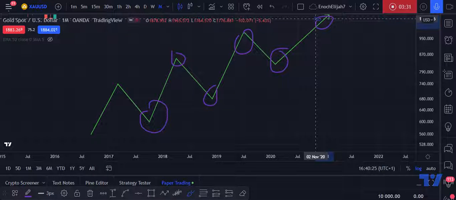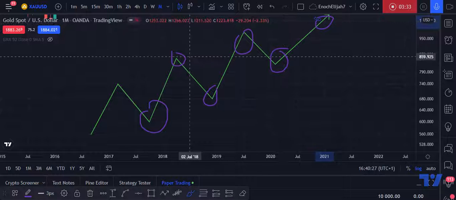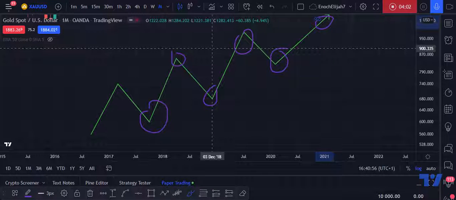Now, how do you know that this pullback is over and it's about to continue the uptrend? I'm going to show you all these in our coming next videos. In that video, I'm going to show you how to know when a pullback is over and how to enter a pullback in the right way with low risk, with a high chance of succeeding.